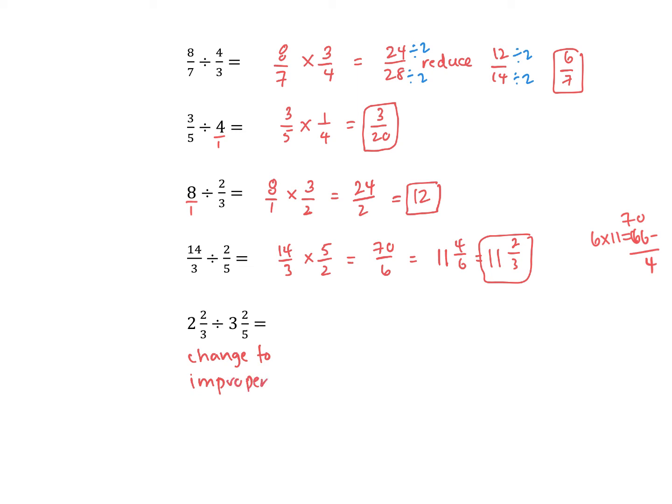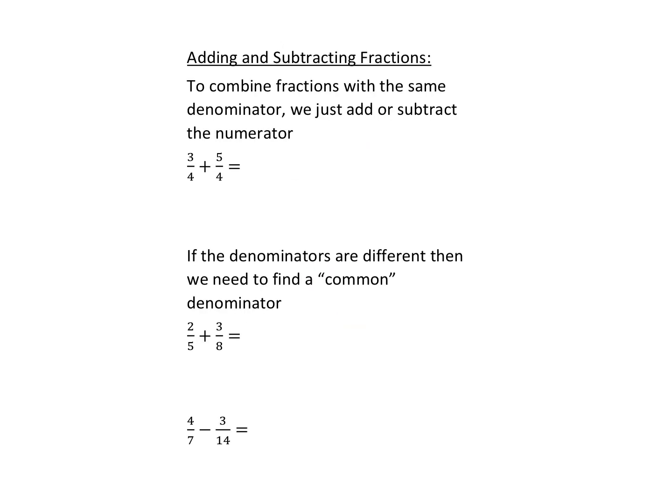Okay, if you are dividing mixed numbers, you need to change them to improper first before we do our multiplication. So I'm going to change 2 and 2/3 to 3 times 2 is 6 plus 2 is 8. So 8/3. 5 times 3 is 15 plus 2 is 17/5. So once I've done that, then I'll change division to multiplication, multiply by the reciprocal. 8 times 5 is 40. 3 times 17 is 51. And that is in lowest terms. So that's a review of dividing.